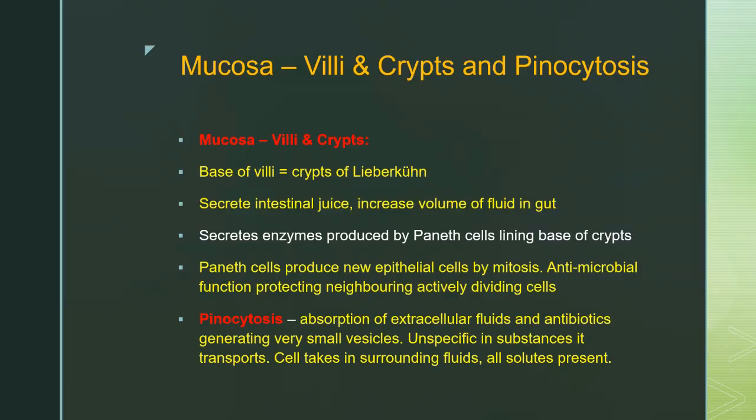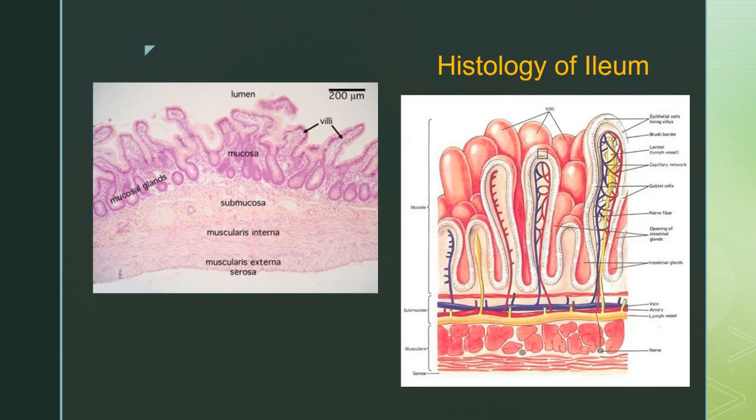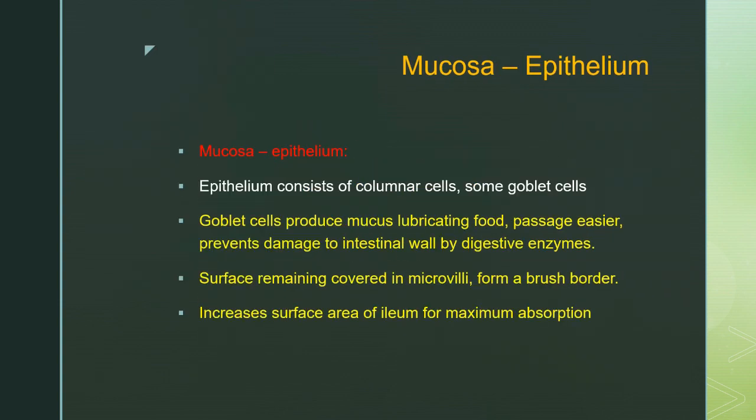Again, it's in the mucosa, so your villi and crypts. The base of your villi, we'll go all the way back to this diagram once more, you'll see has the crypts of Lieberkühn, which are the very bottom parts of the villi. As you see the white part coming around, going up and down, you'll see that the very bottom of that there, where it's quite pinkish, that is your crypts of Lieberkühn.